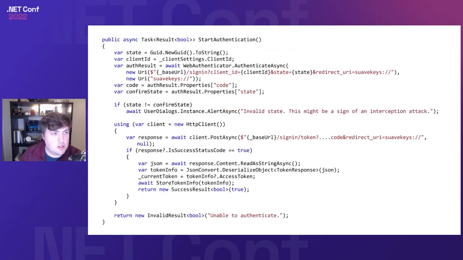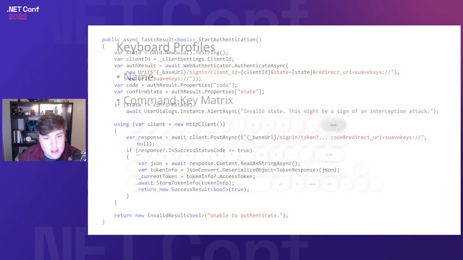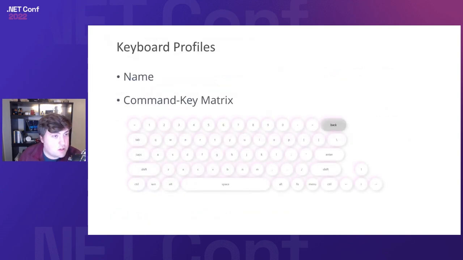And then on the client side, this is what it looks like using that web authenticator, where we take our URL, we sign in, and we provide a URI scheme that we're going to be using to register our app to say we can handle this URI scheme. In this case, it's Suave Keys. Get the code back, then go get an access token, and then keep that in memory so we can send it with each subsequent request. We also needed to be able to customize it so that we could handle more games, and we did that by creating what we call keyboard profiles.